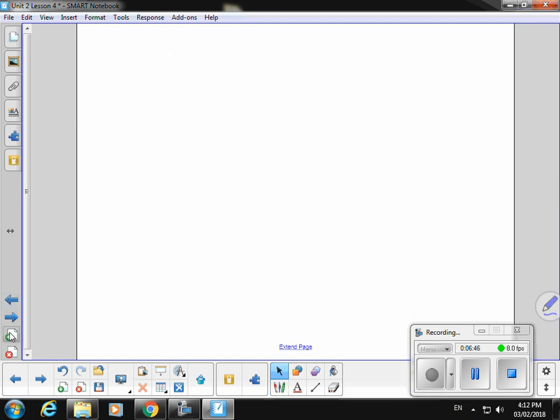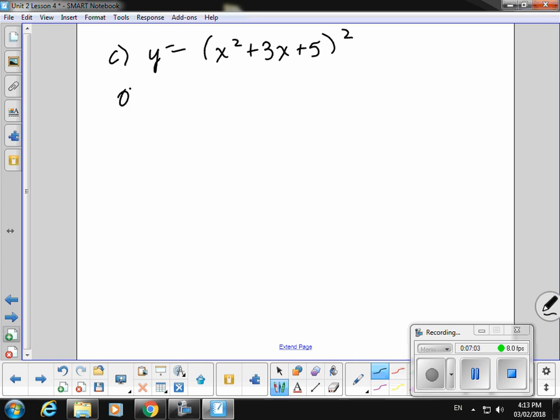Okay, C. y equals (x squared plus 3x plus 5) squared. So we can do this one the old way, which is to expand this function first and then take the derivative piece by piece. So what this means is (x squared plus 3x plus 5) times (x squared plus 3x plus 5).